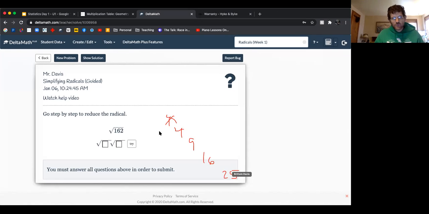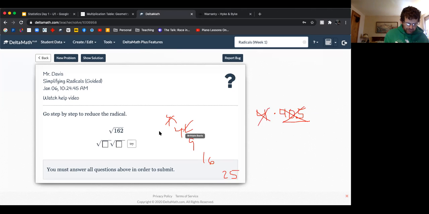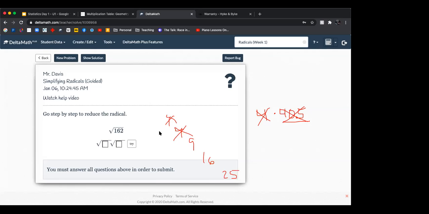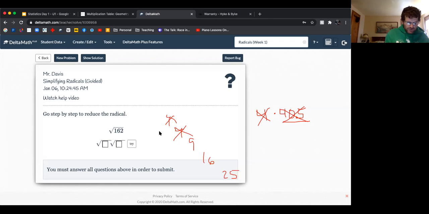So I'm going to try 4. 162 looks like it should be divisible by 4. So if I do that, 162 divided by 4 is 40.5. So I get a decimal, and I don't like that. So I can't use 4. That one doesn't work. So then I'll try 9. If you do 162 divided by 9, you get 18. So you get 9 times 18.